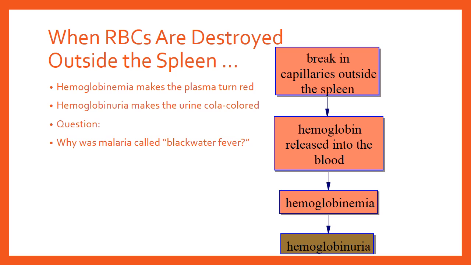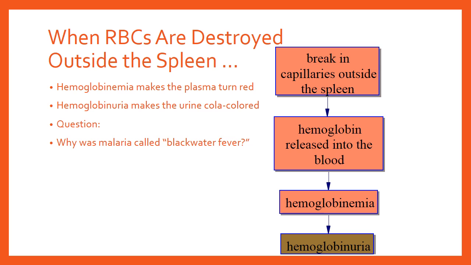So what happens when your red blood cells are destroyed outside the spleen? When it happens in some capillaries outside the spleen, which can happen, some worn and torn red blood cells will give up in the vessels. So hemoglobin will be floating freely in the blood. Hemoglobin floating in the blood is not a good thing.